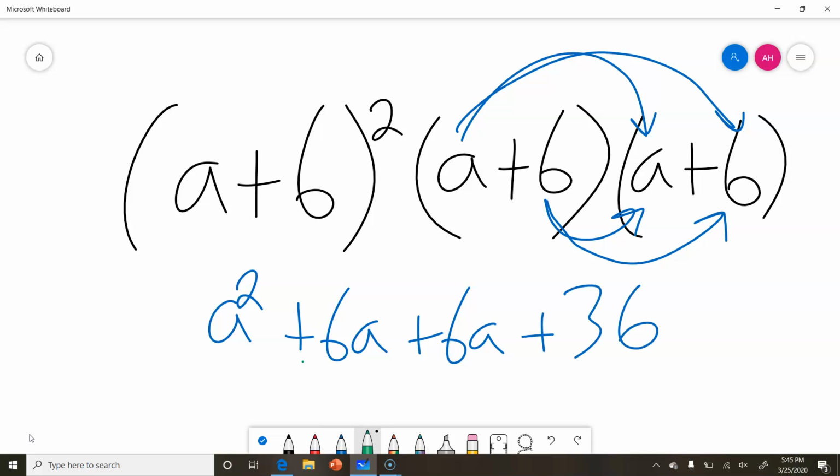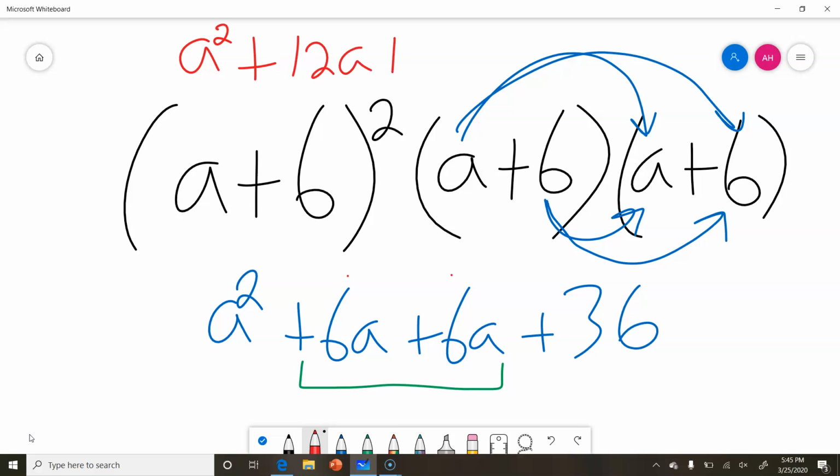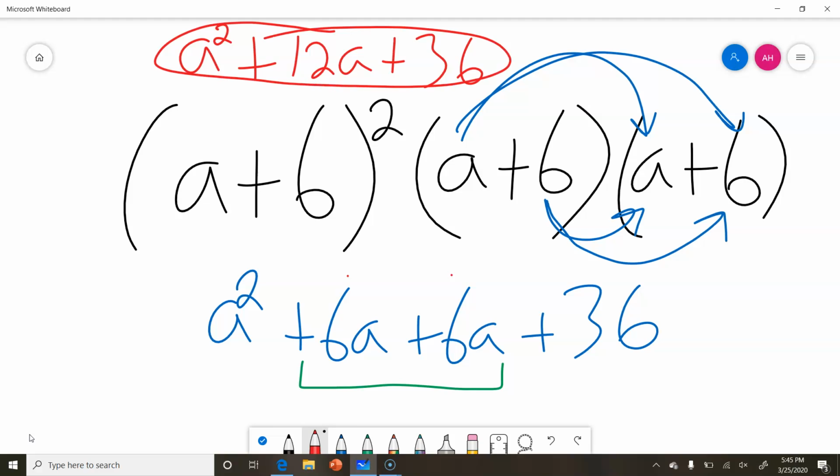Now again, we have these like terms right here, so we have to add them. Let me see if I can write the final answer over here in red. Up top is going to be a squared. 6a here plus 6a here is 12a, plus 36 stays the same, and that right there is our final answer: a squared plus 12a plus 36. Okay, so there's some review.